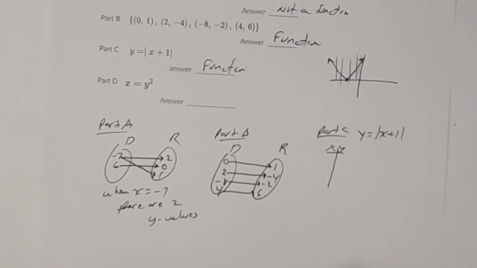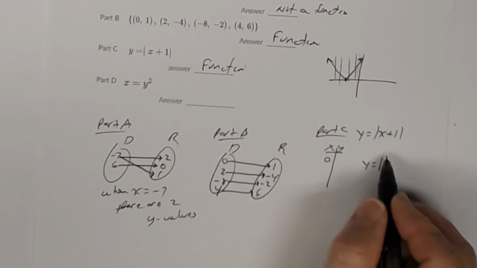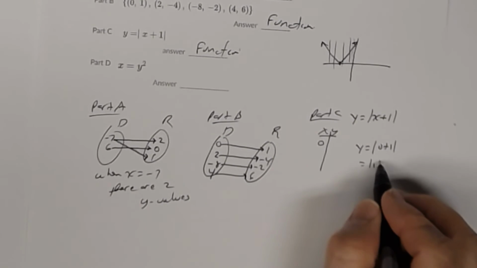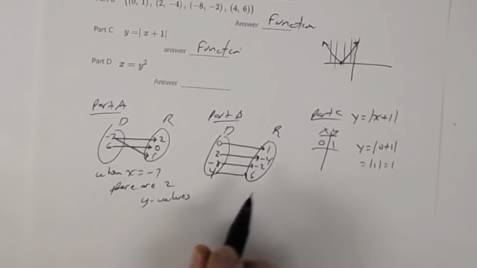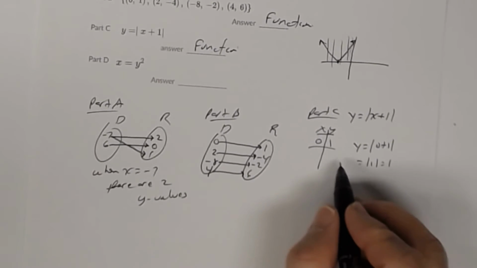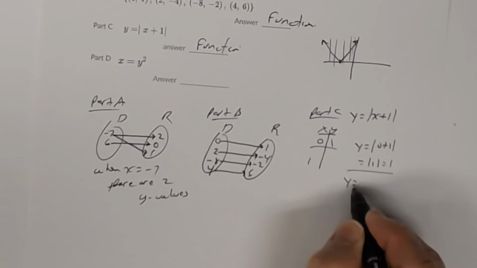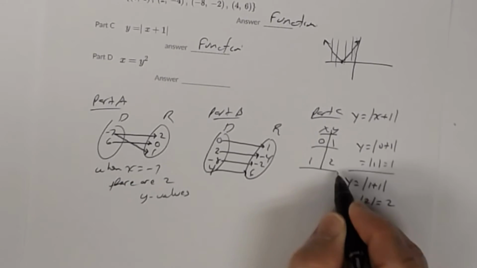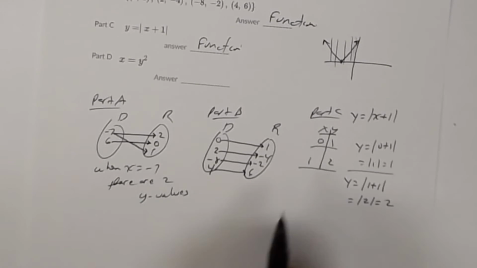Okay, so using a t-table, when x is 0, I get y equals the absolute value of 0 plus 1, right? 0 plus 1 is 1. The absolute value of 1 equals 1. So when x is 0, my y value is 1. But you got to do a few more. If x is, let's say, 1, let's see what we get. When x is 1, I get y equals the absolute value of 1 plus 1. 1 plus 1 is 2, and the absolute value of 2 equals 2. So far we're good, right? For this x, there's one y value. For this x, there's one y value.